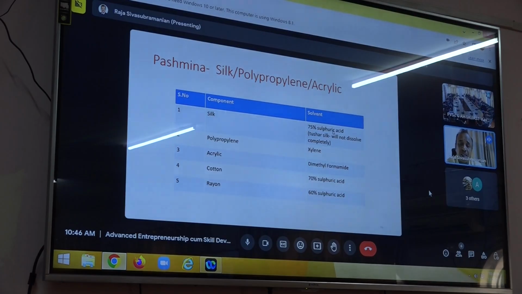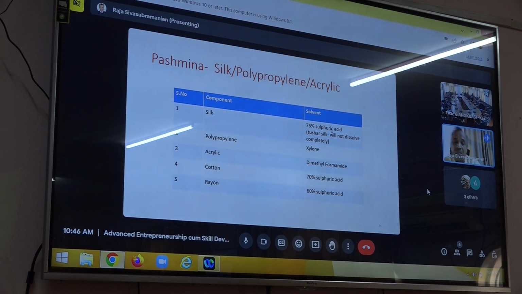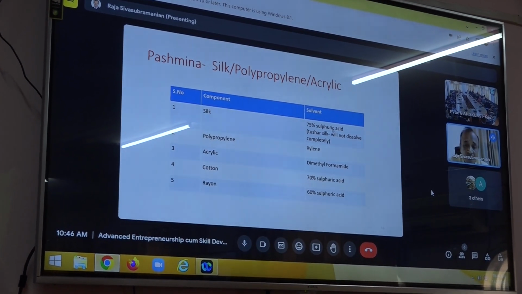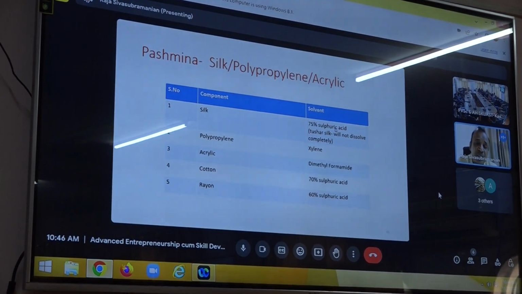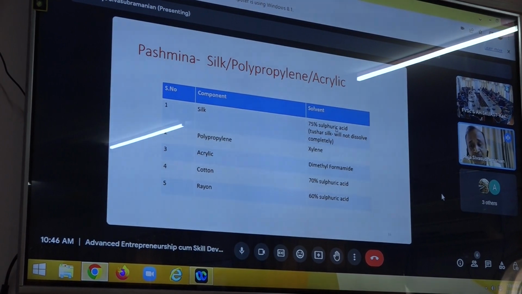Suppose silk is blended with the Pashmina. You treat with 75% sulfuric acid. Silk will dissolve in 75% sulfuric acid. As I told previously, cotton also will dissolve in 75% sulfuric acid. And if polypropylene is blended with the Pashmina, you treat it with boiling xylene, so the polypropylene portion will be dissolved. If it is blended with acrylic, then you can use dimethyl formamide.